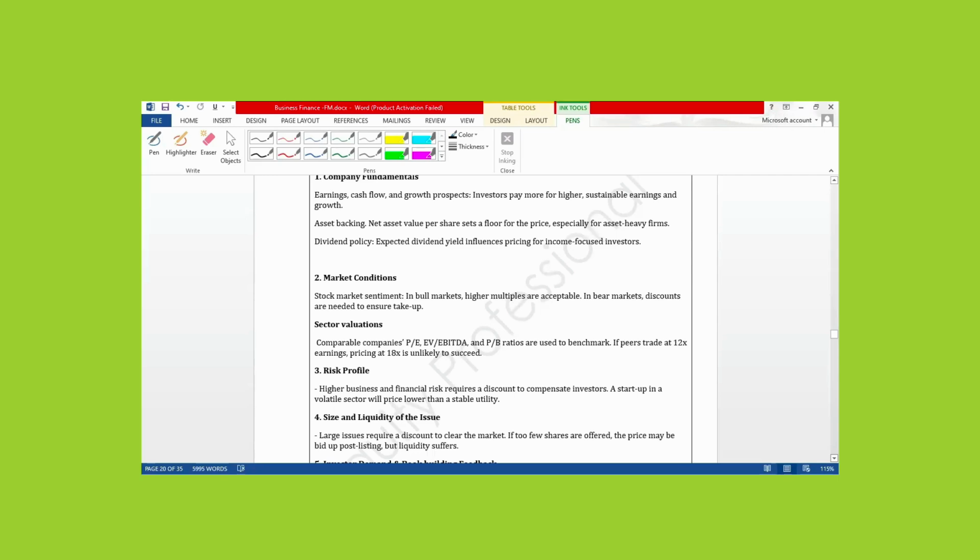Stock market sentiment will affect issue price. If that stock market is experiencing bull, the issue price will go up. In a bear market, you cannot afford to charge a higher issue price. Discounts are needed to ensure take-up. So market conditions will affect issue price.